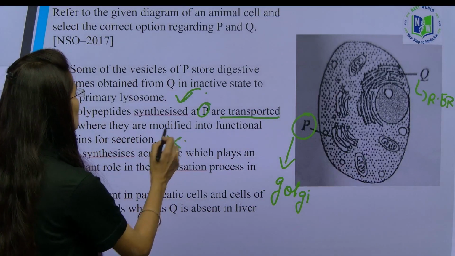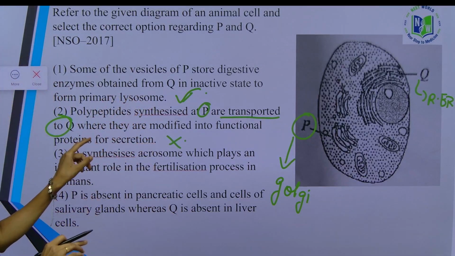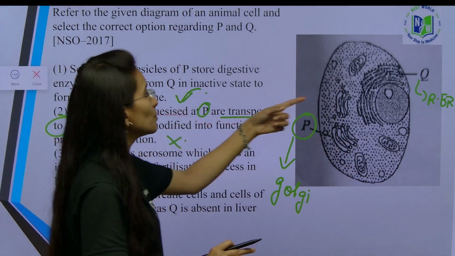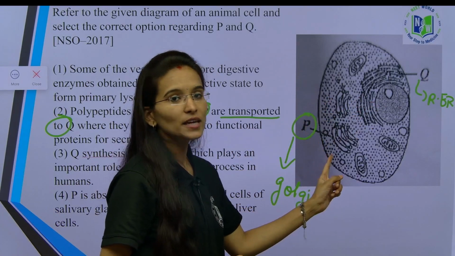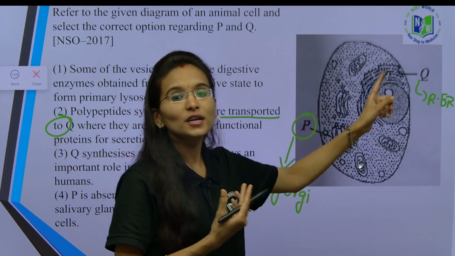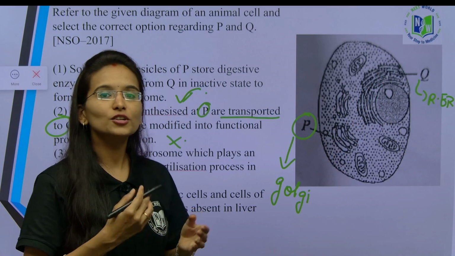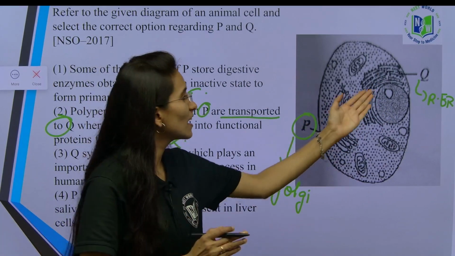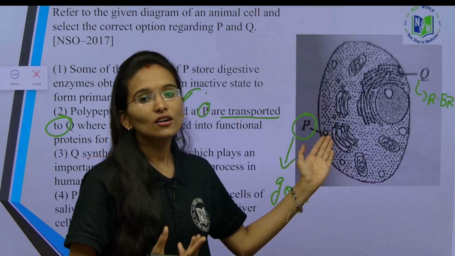This is a wrong statement, because we can frame the option this way: polypeptides synthesized at Q are transported to P. Protein synthesized at Q, that is, at the rough endoplasmic reticulum, forms polypeptides, and then they are transferred to the Golgi bodies.